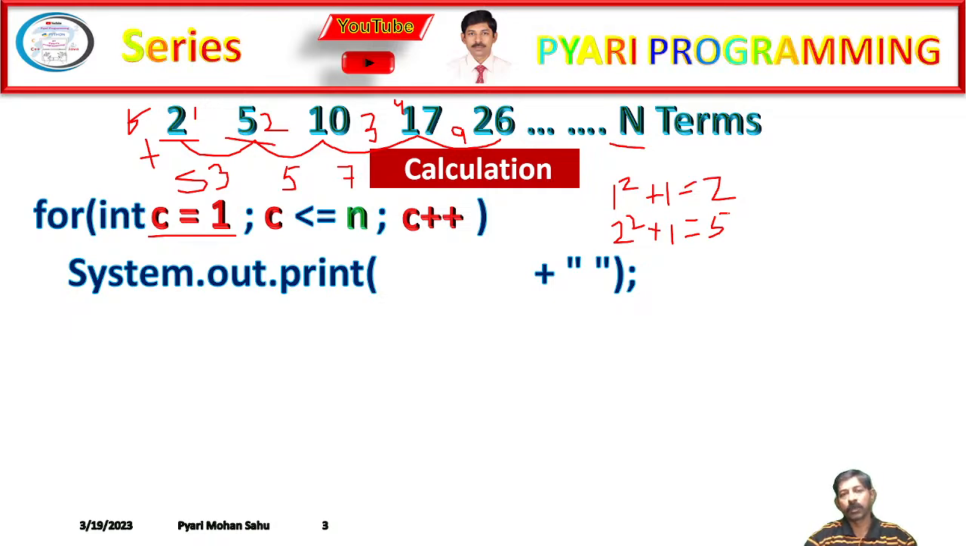plus 1. Okay. So, what is the number square? This is 1 square. This is 2 square. This is 3 square, which is related to your counter now.